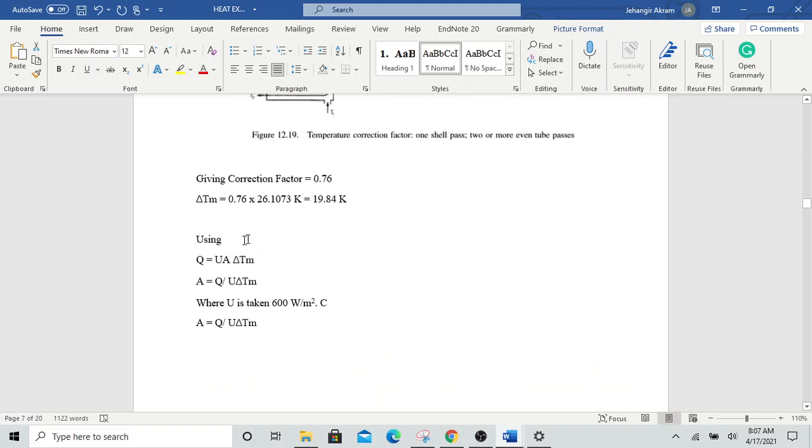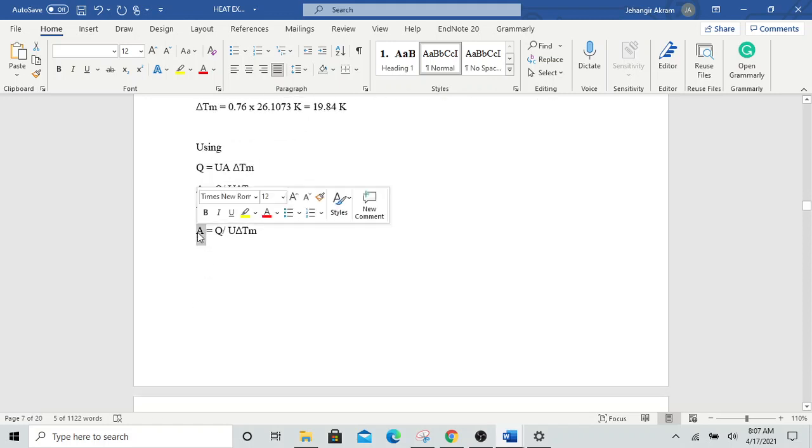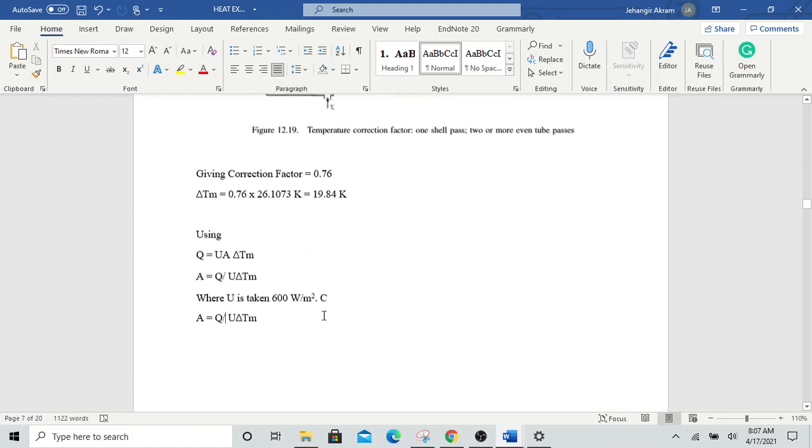Okay, next we will determine our overall heat transfer. We will use our overall heat rate formula, what you can say heat convection formula, to determine the approximated area of the heat exchanger.